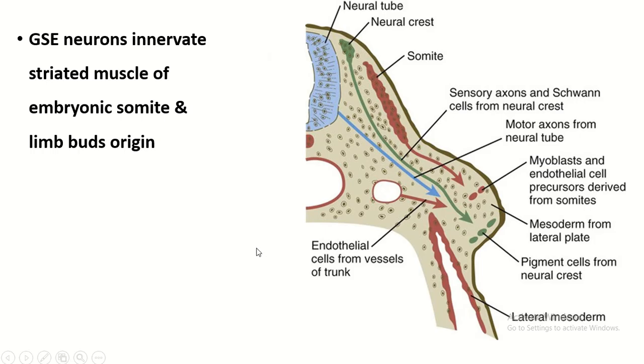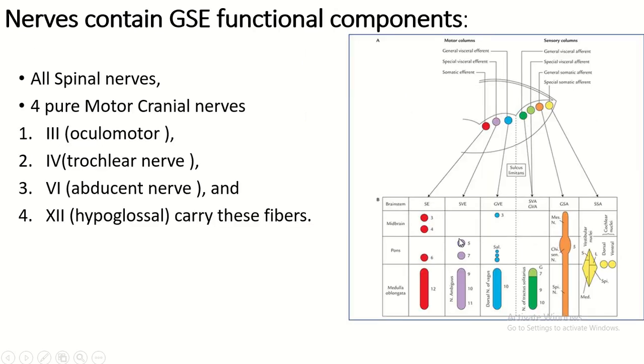General somatic efferent neurons innervate striated muscles of the embryonic somite and limb bud. This is the somite, this is the limb bud, and the myoblast. The nerves containing the general somatic efferent functional component are all spinal nerves and 4 pure motor cranial nerves: the oculomotor, trochlear, abducens nerves, and the hypoglossal nerve.